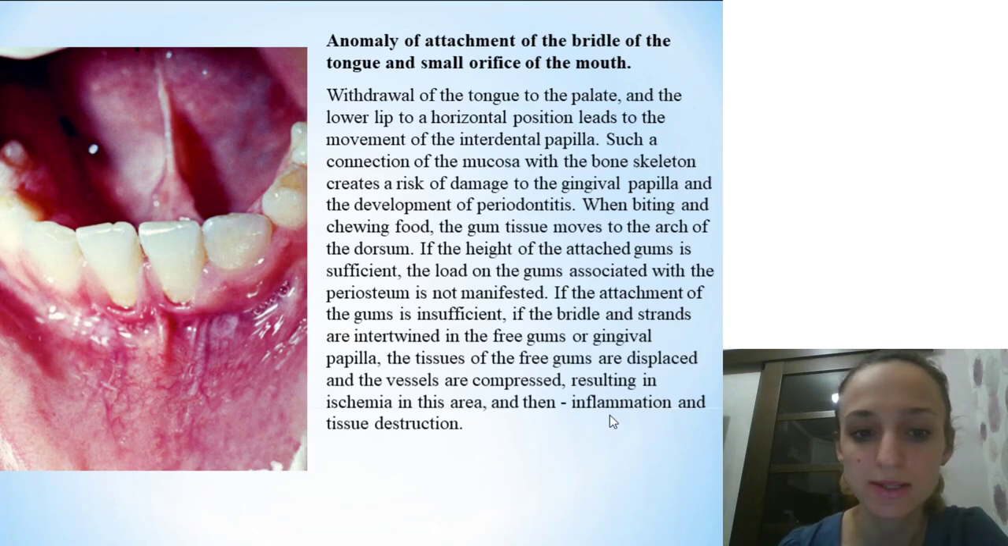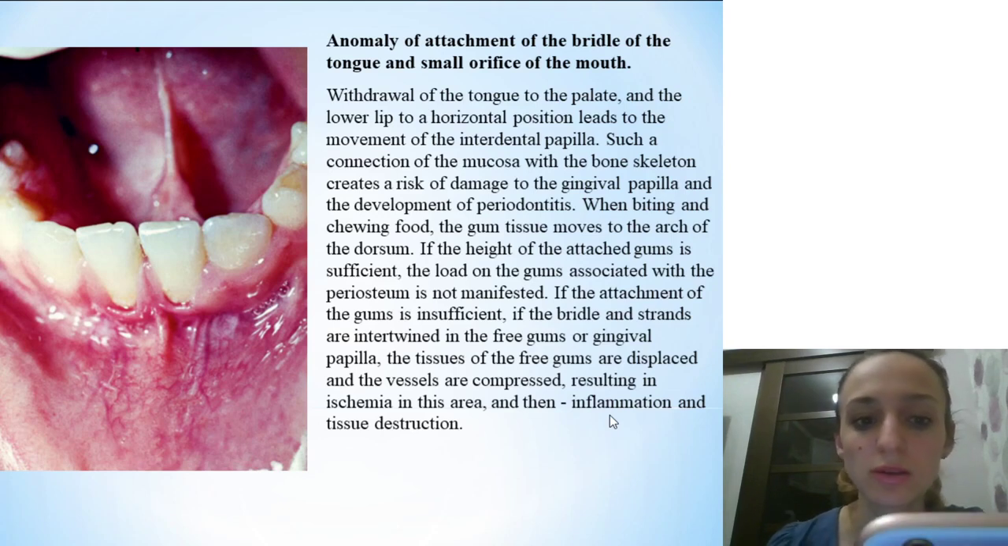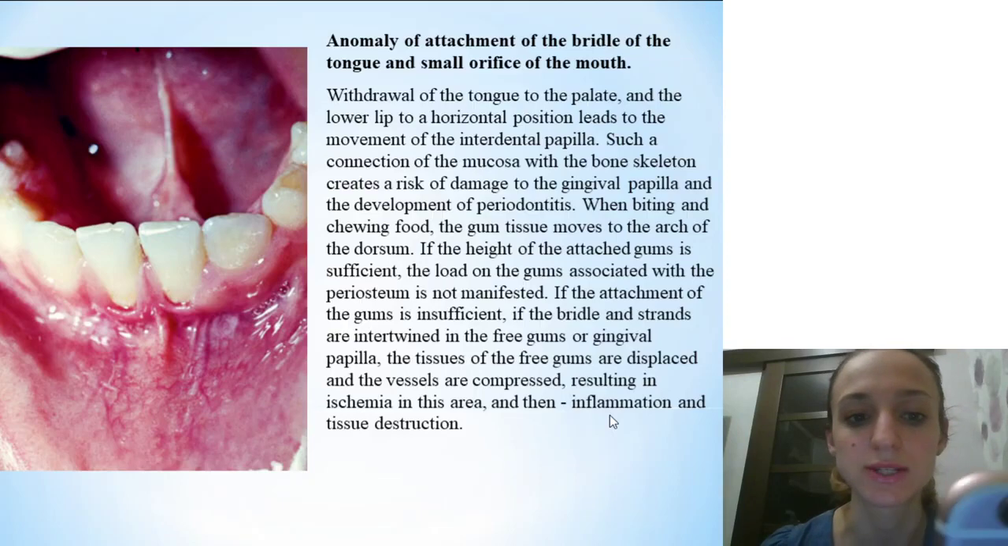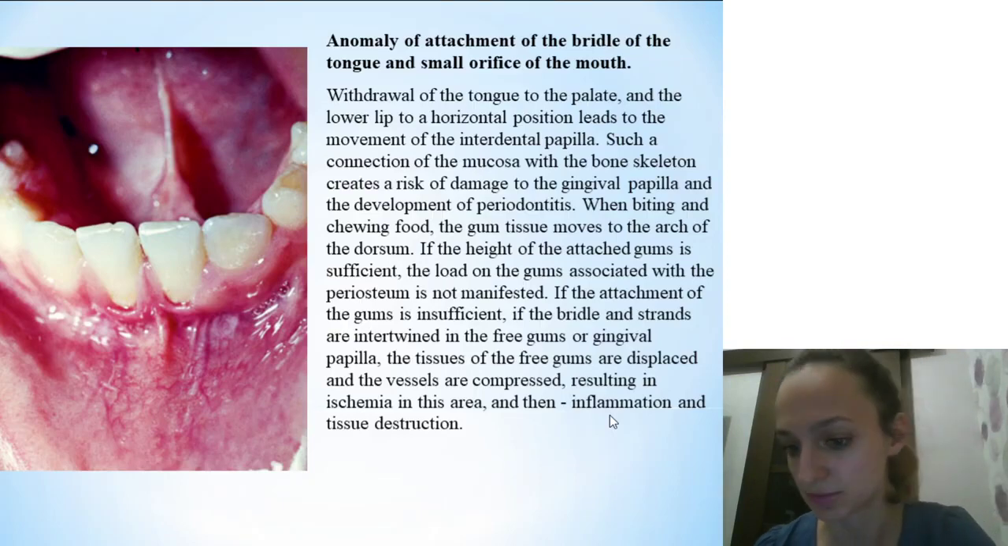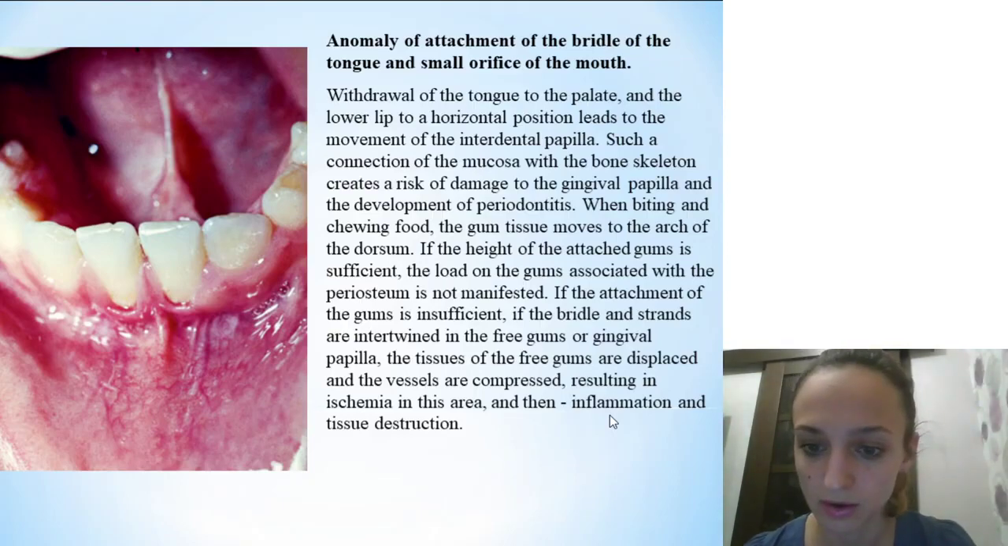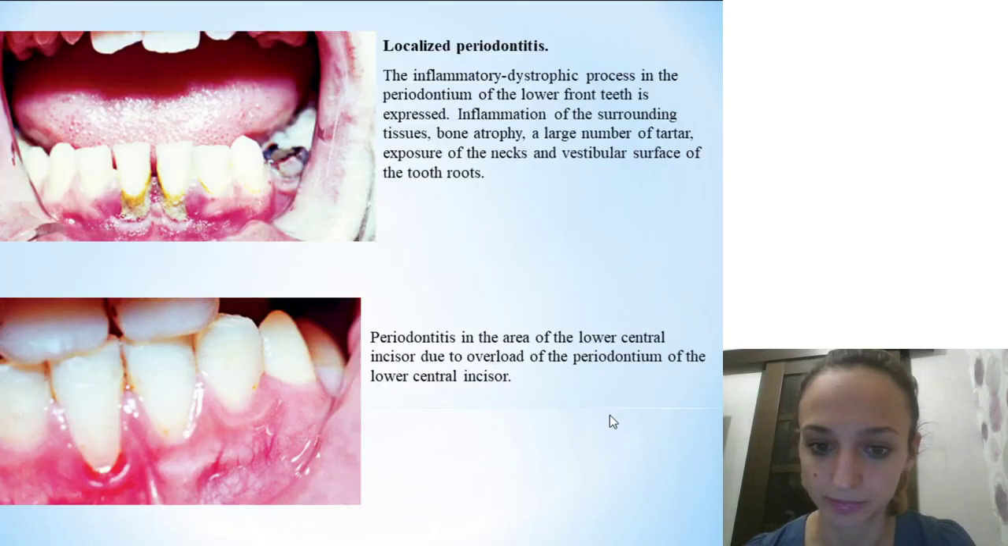So gingivitis is an inflammatory process in gingival mucous which isn't accompanied with the loss of integrity of the dental-gingival attachments, very necessary information. So periodontitis is with the loss of integrity of the dental-gingival attachment. Next one.